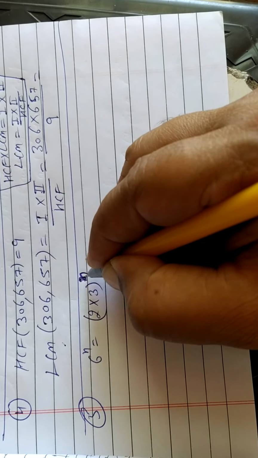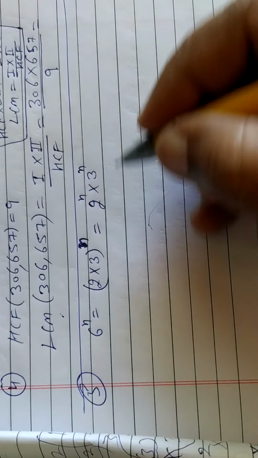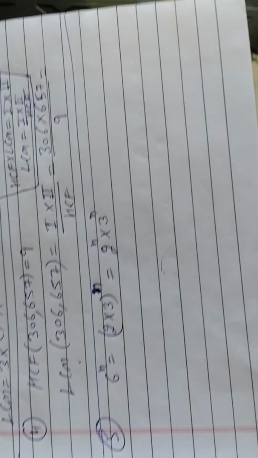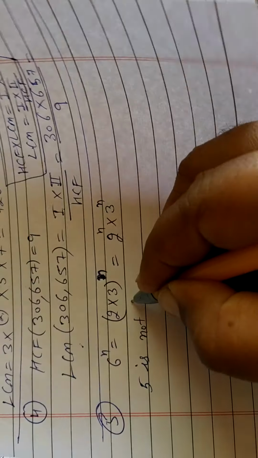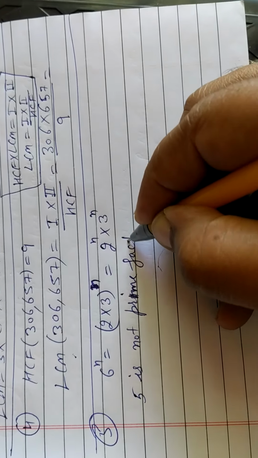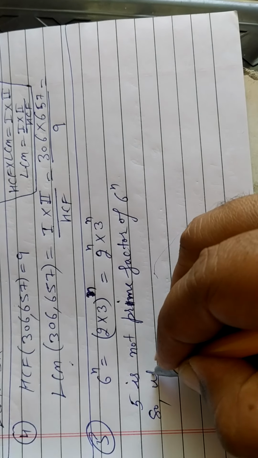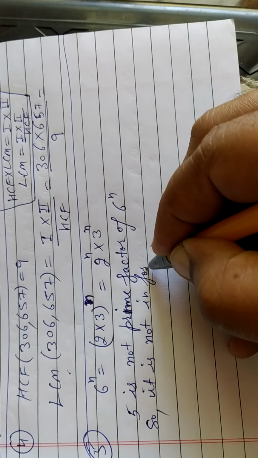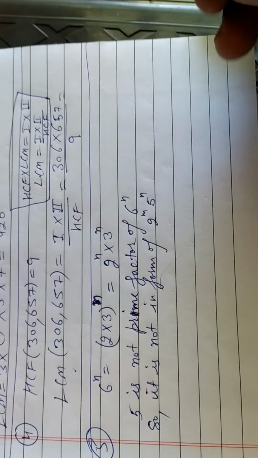These are 2 and 3. 2 power n into 3 power n. Any number that ends with the digit 0 must contain 2 and 5. But here 5 is not a prime factor of 6 power n, so it is not in the form of 2 power m into 5 power n.